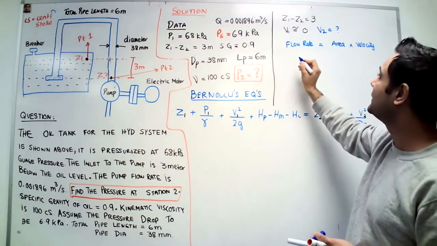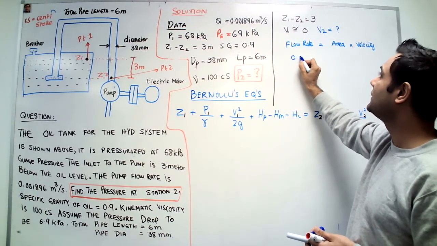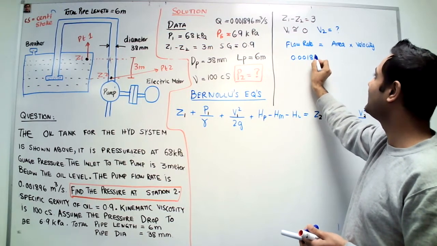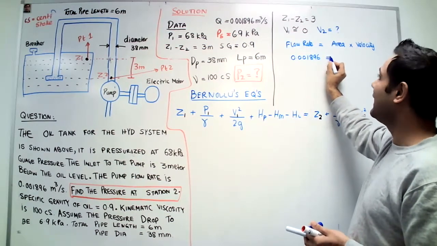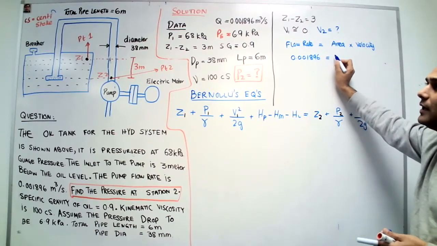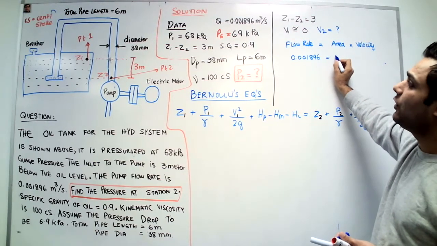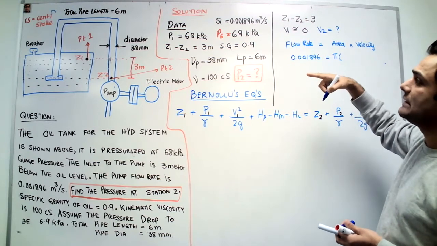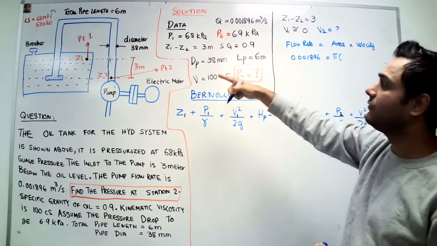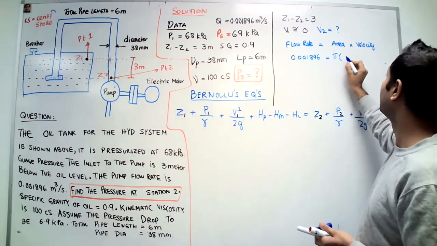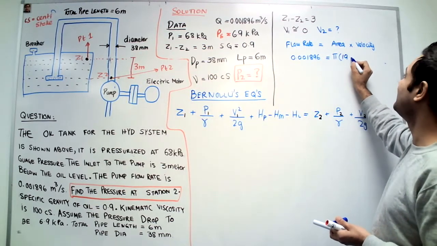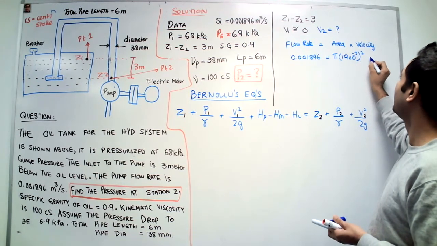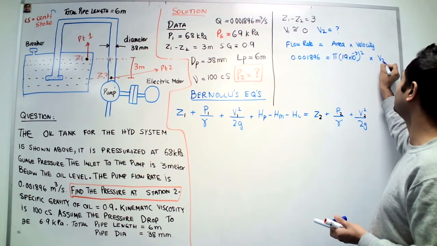We have Q, which is 0.001896, and the area is pi r squared. So area of the pipe is pi r squared. The radius is half of the diameter, 19, but this is in millimeter, so 10 to the minus 3. Pi r squared will give me the velocity 2.